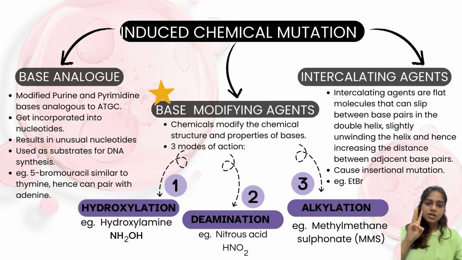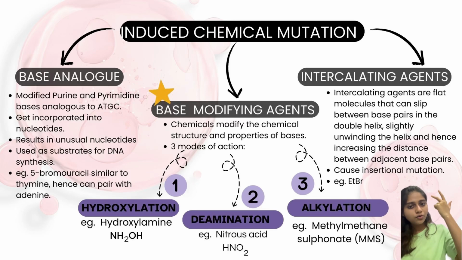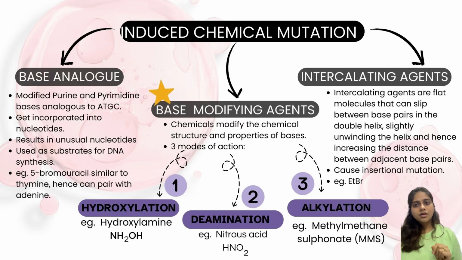There are three major types of induced chemical mutations. One is base analog, base modifying agents, and intercalating agents like ETBR, which I have talked about in the introduction. For my topic, I have specifically chosen base modifying agents under induced chemical mutations. So I will not be talking about base analog and intercalating agents much, although there is some information in front of you which you can go through from my slide. Under base modifying agents, we again have three major chemicals which cause mutations in their own way.